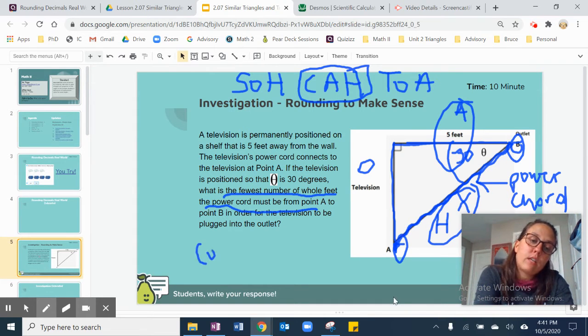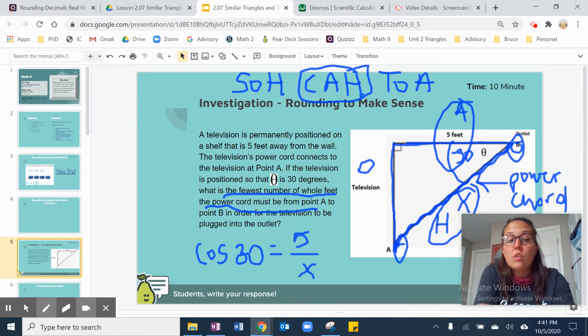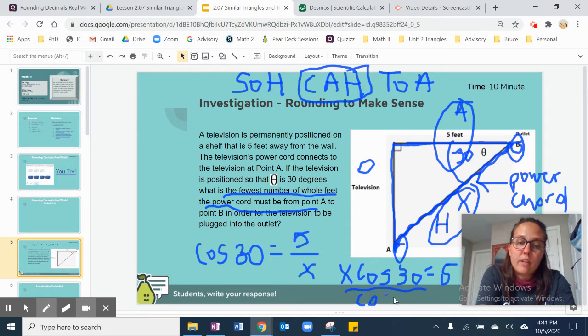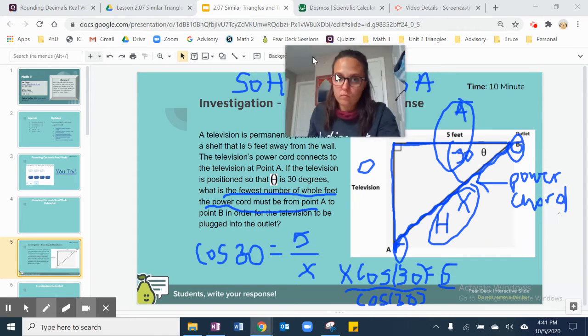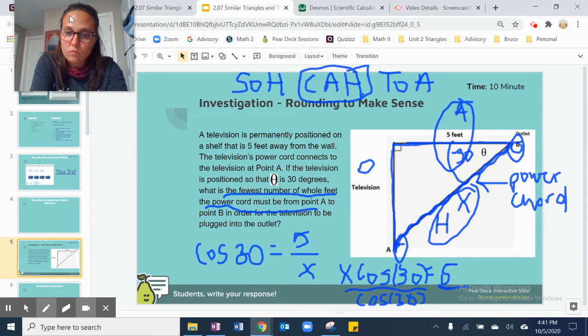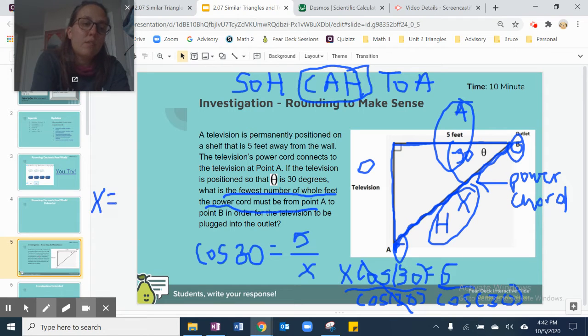So we have cosine of 30 degrees is equal to adjacent over hypotenuse, which would be 5 over x. So if we cross multiply, we're going to get x cosine of 30 equals 5. And then we're going to divide by cosine of 30. So now those cancel out and we're left with x equals 5 divided by cosine of 30 degrees.